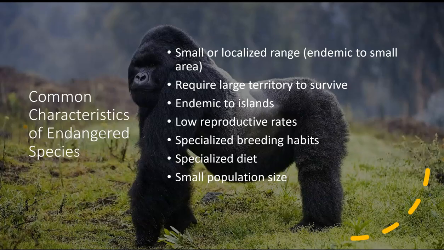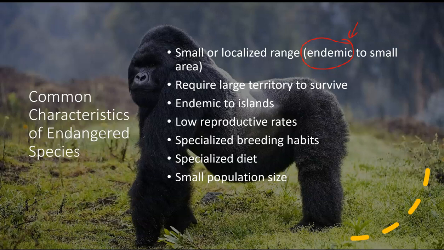All right, so let's talk about some common characteristics of endangered species. We've already chatted a lot about what specialist species are. You're going to notice a lot of these characteristics match those of specialist species. But typically, they're going to have a small or localized range, which means they only live in specific or smallish habitats. So there's a term we've not brought up yet, endemic. Endemic just simply means that it's only found in that one location.